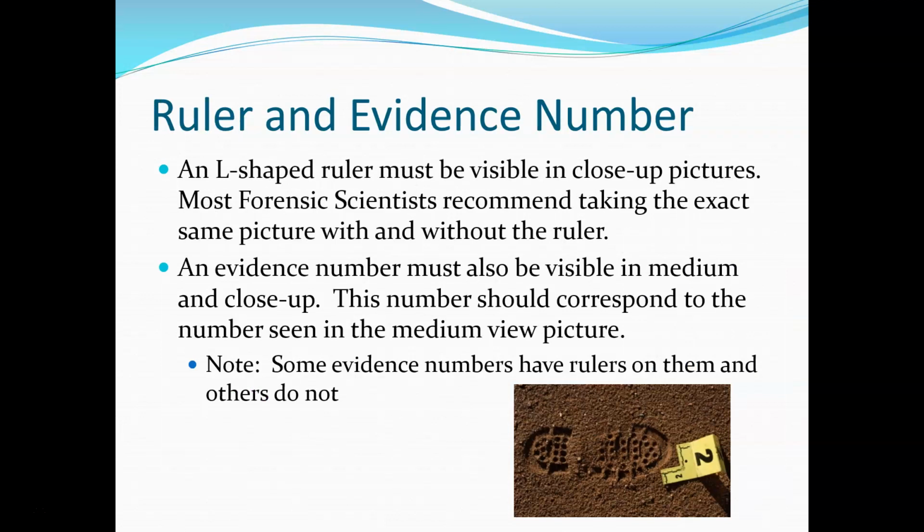Now, I've mentioned ruler and evidence number a few times, so an L-shaped ruler must be visible in close-up pictures. And most forensic scientists recommend taking the exact same picture with and without the ruler, once again to show that it didn't cover anything up. An evidence number must also be visible in the medium and the close-up. This number should correspond to the number seen in the medium view picture. So if in the medium we see evidence number 1, in the close-up, that number 1 should be that same piece of evidence. Now, some evidence numbers have rulers on them and others do not. The ones we use in class do not. So you are going to be responsible for having a separate ruler and evidence number.